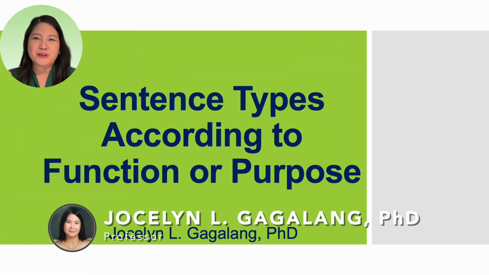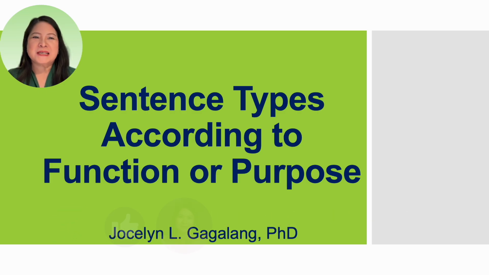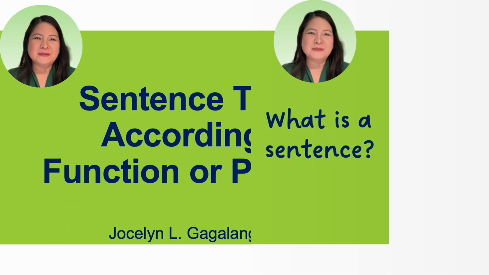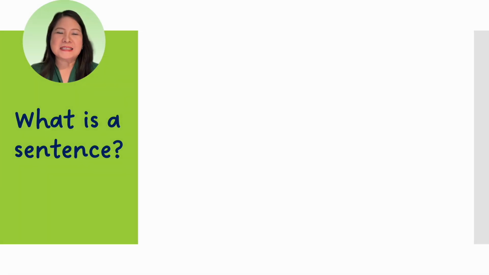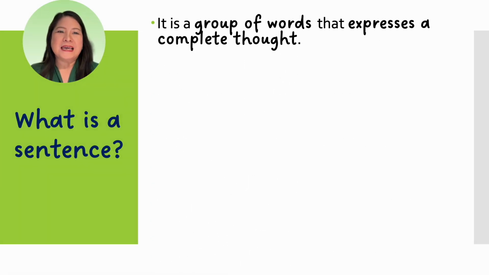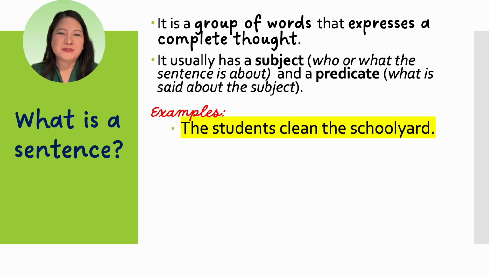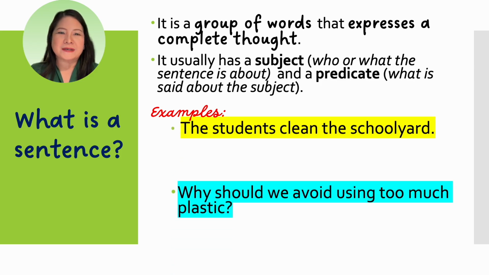In this lesson video, we're going to talk about these sentence types according to function or purpose. So what is a sentence? Let's have a quick review on this. A sentence is a group of words that expresses a complete thought. It usually has a subject, who or what the sentence is about, and a predicate, what is said about the subject. Examples: the students clean the schoolyard.